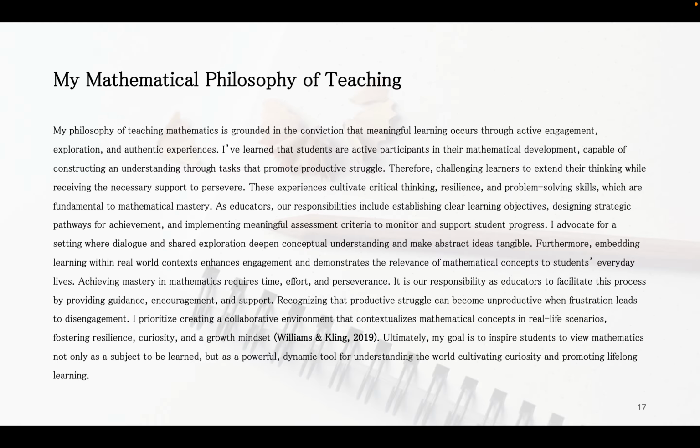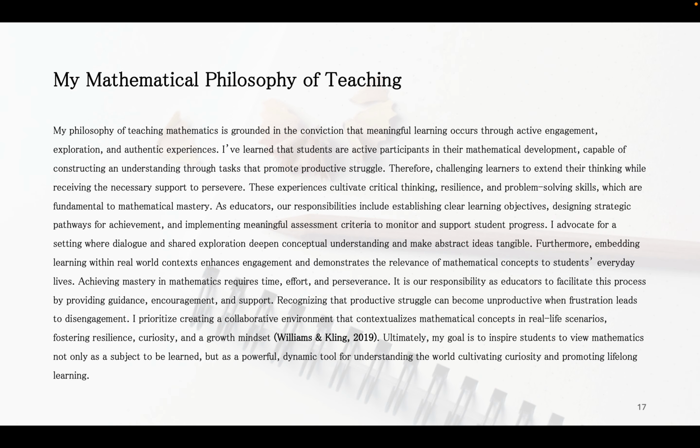My philosophy of teaching mathematics is really grounded in the conviction that meaningful learning occurs through active engagement, exploration, and authentic experiences. I've learned that students are active participants in their mathematical development, capable of constructing understanding through tasks that promote productive struggle, challenging learners to extend their thinking while receiving the necessary support to persevere. These experiences really cultivate critical thinking, resilience, and problem-solving skills, which are fundamental to mathematical mastery.